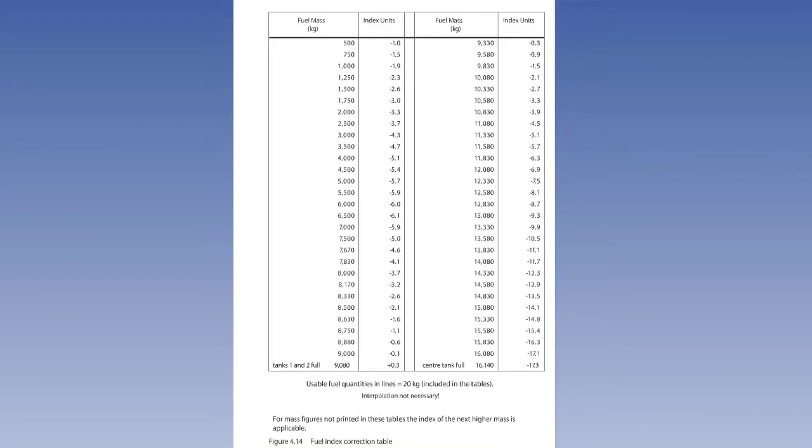In order to establish the takeoff mass index, we must make an adjustment to the zero fuel mass index. This is done by applying the index units for fuel mass found in the fuel index correction tables for the medium-range jet transport in CAP 696.